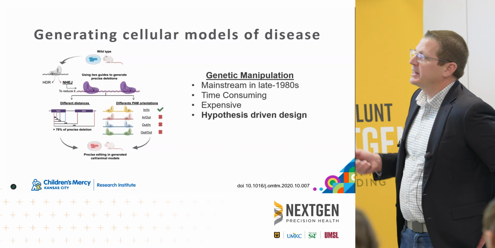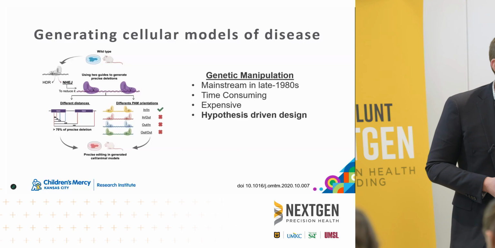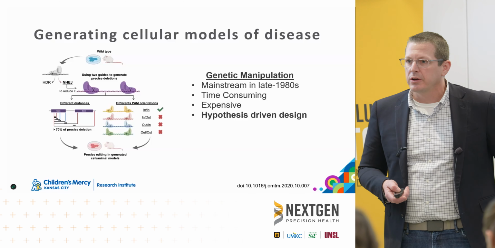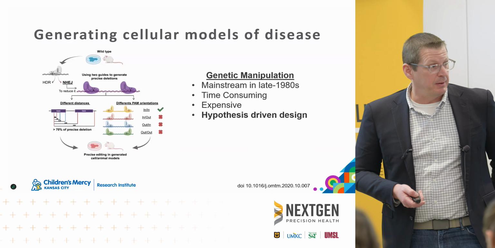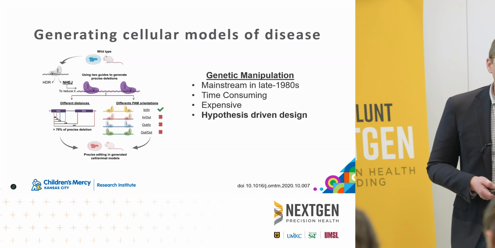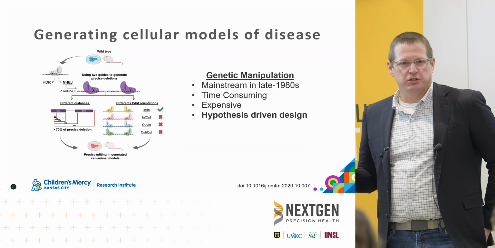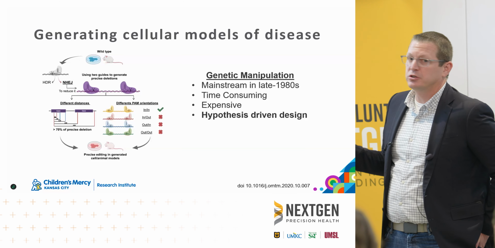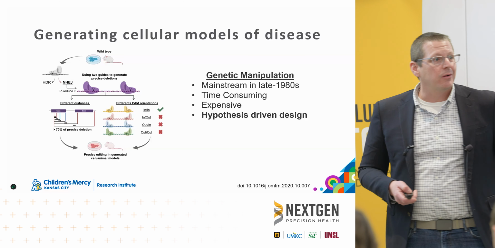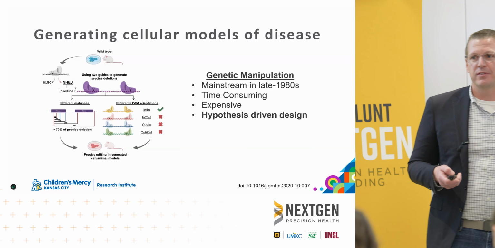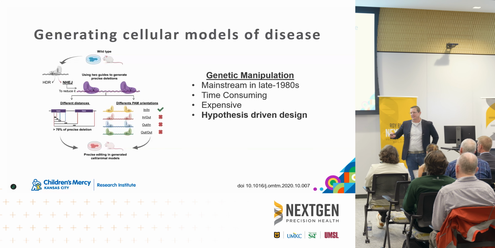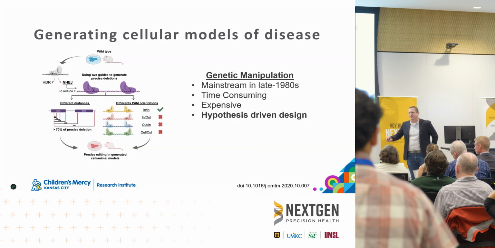We've been doing this since the late 80s, but in reality this is pretty time consuming. It's expensive to build cellular models this way well, and one of the large challenges with this approach is that it's a hypothesis-driven design. Right? We do a lot of work to try and predict what types of genetic variation or variants that we see is leading to disease, and then we test that. And more often than not, I think we're wrong, right? And that's just the scientific method.